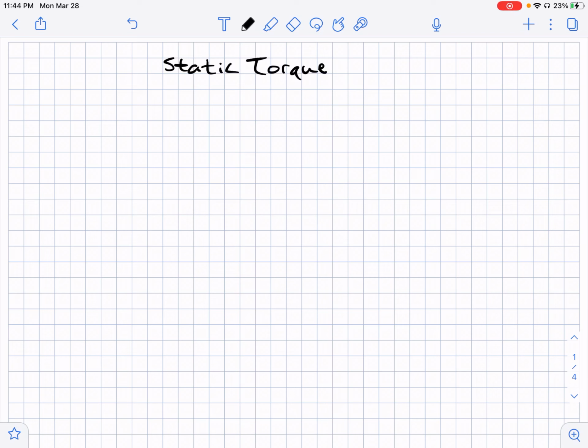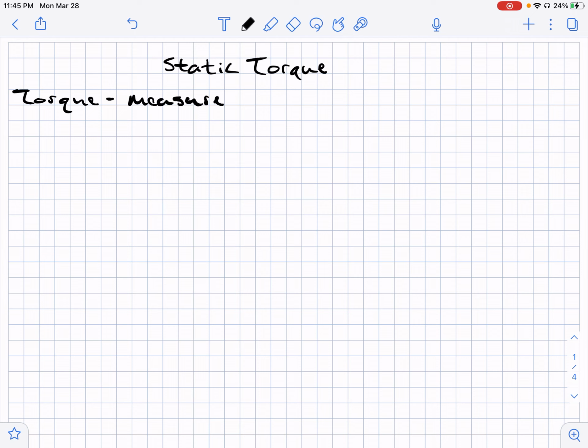Hey there, we're going to go over some static torque notes, and then we're going to work some practice problems together applying these new concepts. The first thing we're going to do is just define what is torque. Torque is just a measure of how much a force acting on an object causes that object to rotate.